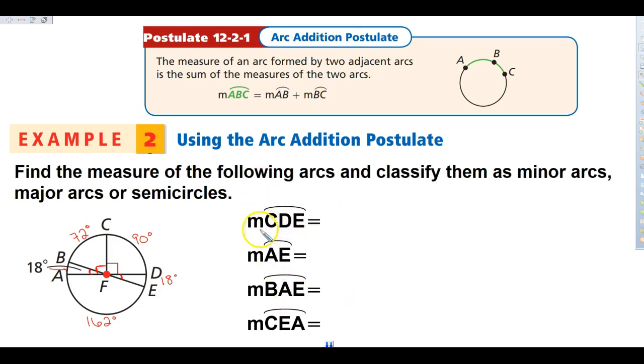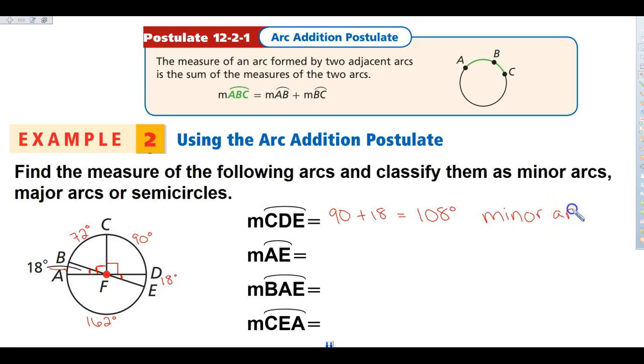So the first part I want to look at is the measure of arc CDE. So if I go CDE, that is going to be a 90 degree arc plus an 18 degree arc, which is going to be 108 degrees. Okay, 108 is less than 180, so this is a minor arc.